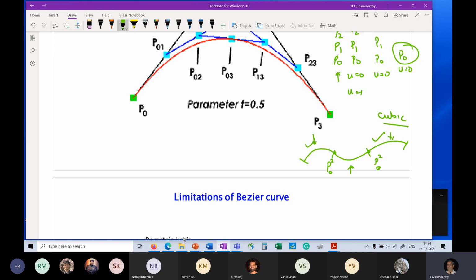Now, the question to you is: how much freedom does the user have in prescribing the next 2 points, the middle 2 points? Meaning, are there any degrees of freedom left for the designer to even define this curve? Any thoughts?